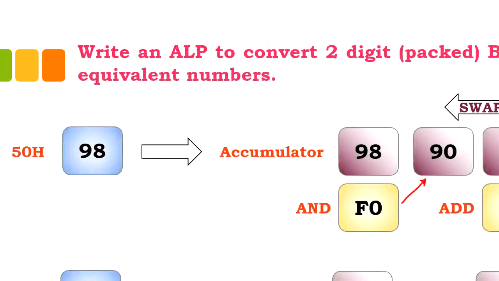So you can see the way we are going to write the code. We are going to consider the memory location 50H. This will be the location where we are going to store the input. And for this example, I have considered the content to be 98.